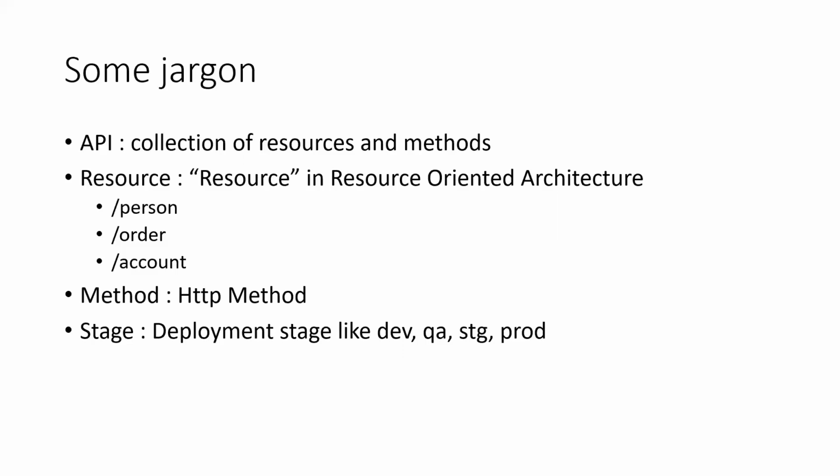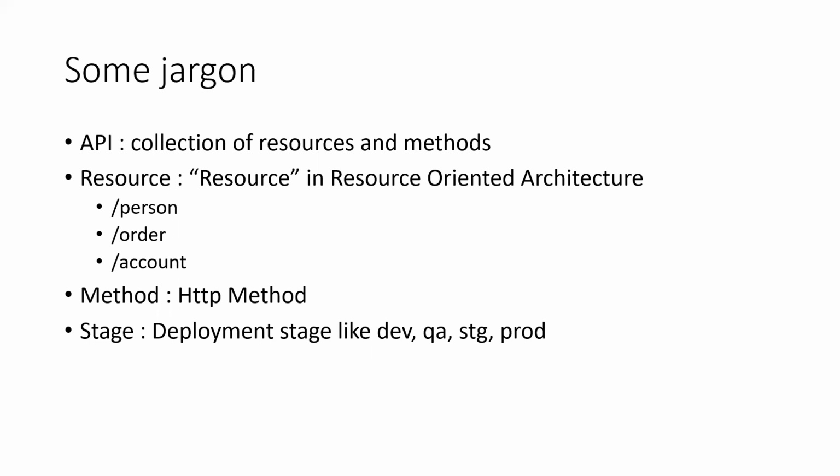In the case of AWS API Gateway, you have this concept of API. So you'll create, that's the first thing you do, you'll create an API. An API is nothing but a collection of resources and methods. Well, what is a resource? What is a method? How many of you know what a resource-oriented architecture is? In the resource-oriented architecture, or ROA, everything is a resource.